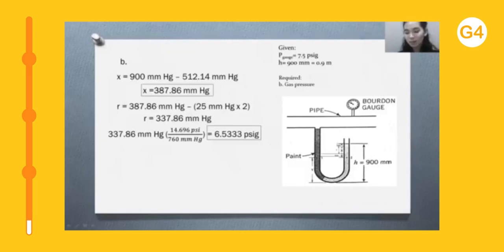And since the problem stated that the visible arm drops by 25 mm mercury, meaning on the other side it rises by 25 millimeters. So we have 387.86 mmHg minus 25 mmHg times 2, we get 337.86 mmHg. Converting to psi, we have 6.53 psig.